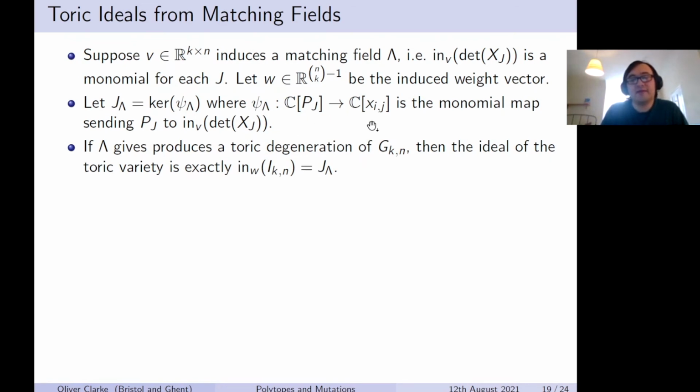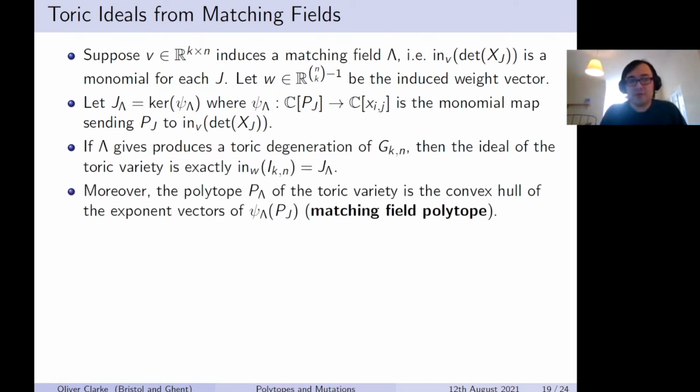This map psi lambda is very combinatorial, and in our family of examples above, it's very easy to write this down. And moreover, you can write down what the polytope is of this toric variety. You can just see that as the convex hull of the exponent vectors of the image of this psi lambda. So if you have a matching field induced by a weight, it is very easy to write down the toric polytope for this degeneration.